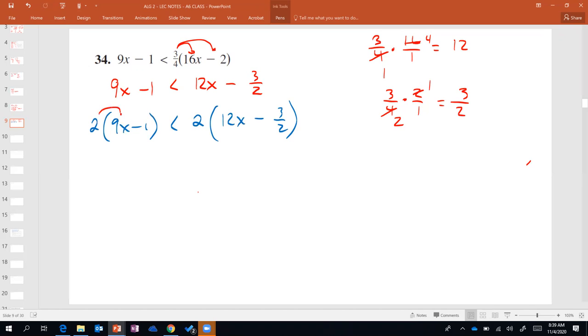So 2 times 9 is 18, with an x next to it. 2 times a negative 1 is a minus 2. Perfect. 2 times 12x is 24x. And then 2 times this: tell me if you agree, the 2's are just going to cancel, right? Because that's the whole point of multiplying by 2 in the first place. 2's are gone, and we got ourselves a minus 3. All yours. Can you finish it off from here?